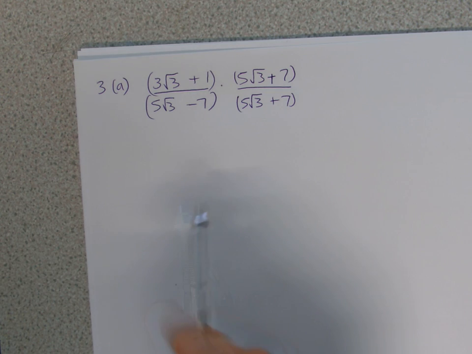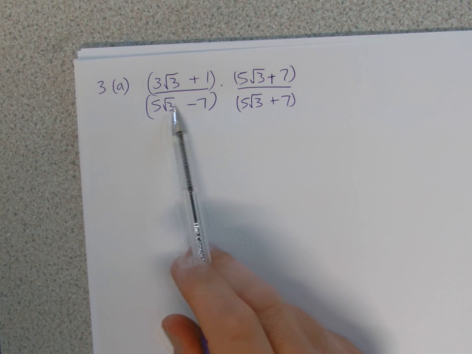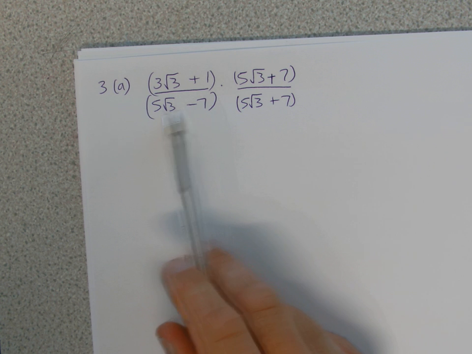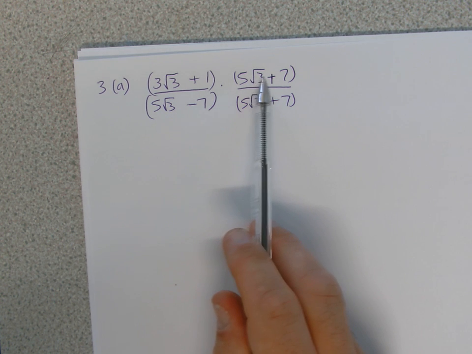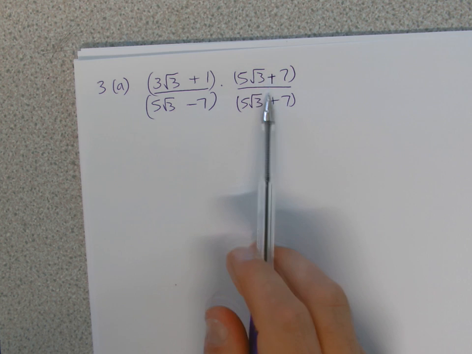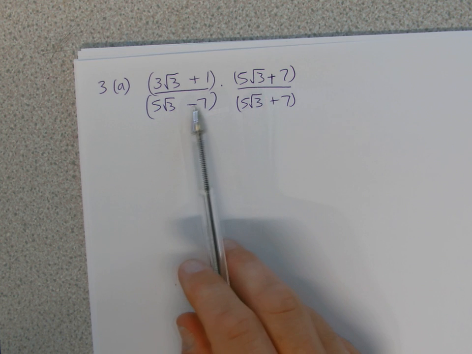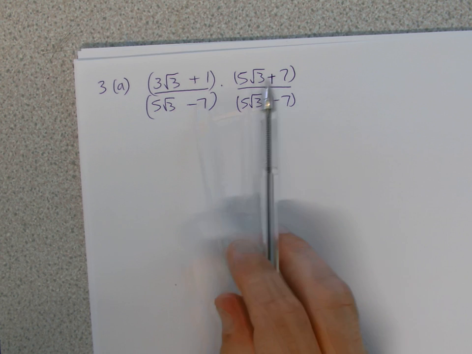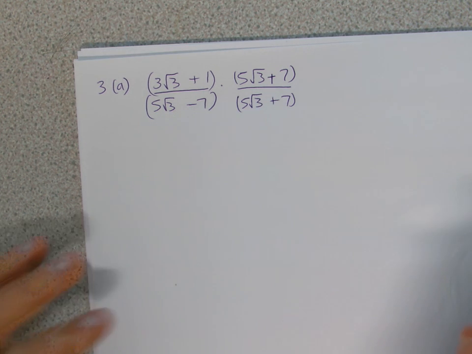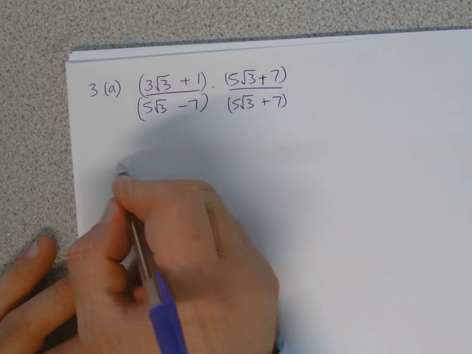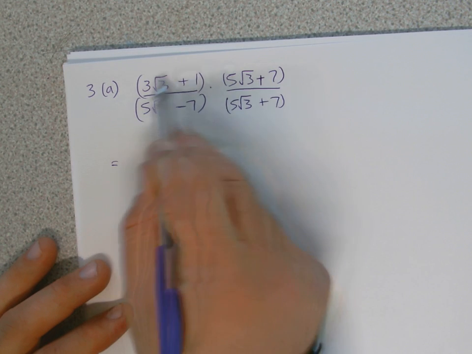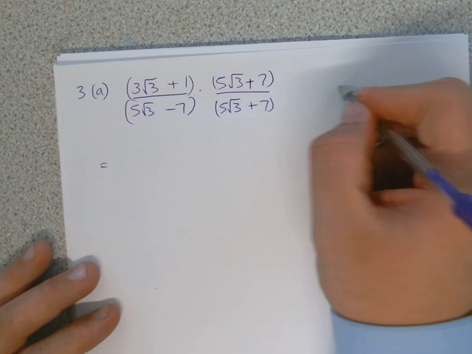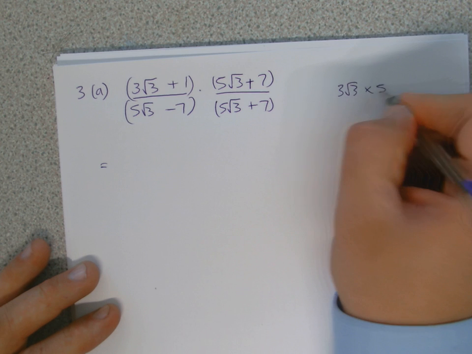Okay, question 3, you can see I've started to answer this here. Again, you've got to rationalise the bottom, so you need to multiply top and bottom by the conjugate of this. Remember, the conjugate is the same thing, just change the sign, so we're going from a minus now to a plus. Now when you work this out, it's a bit more complicated than the last one, because when you do the firsts here, you've got to do 3 root 3 times 5 root 3.